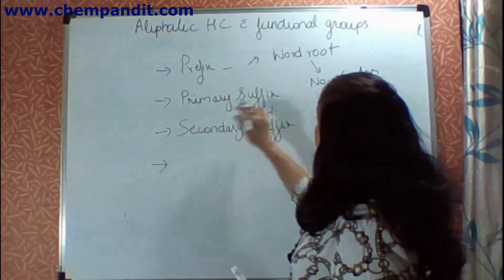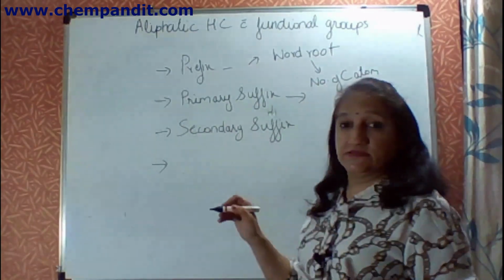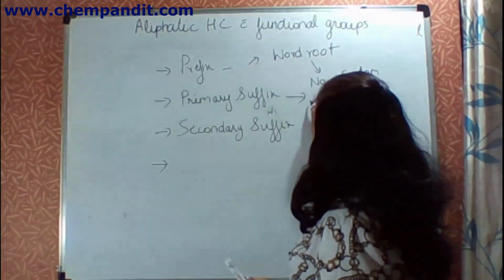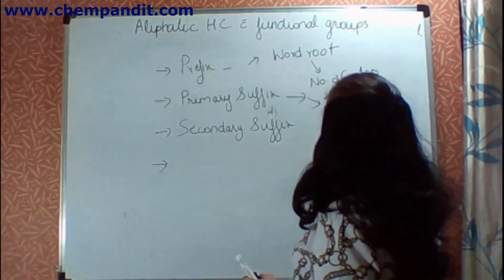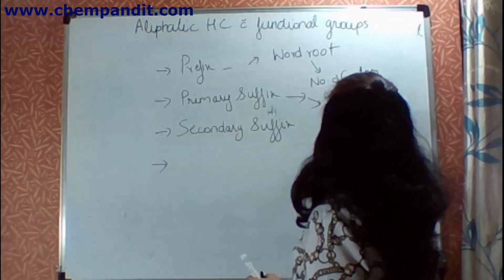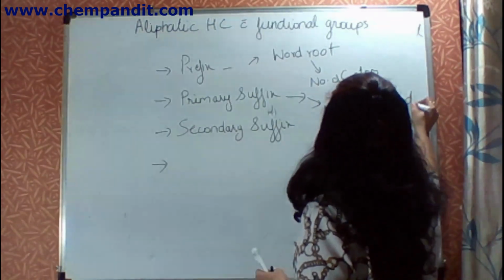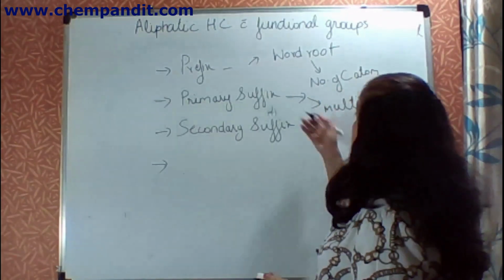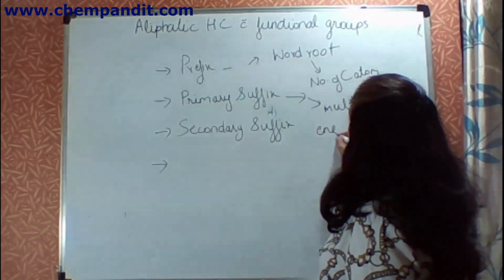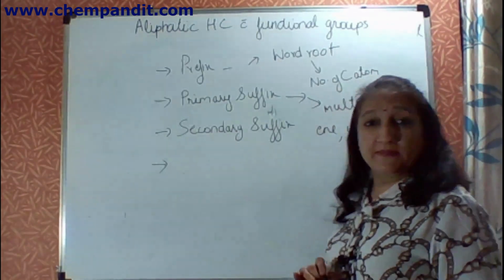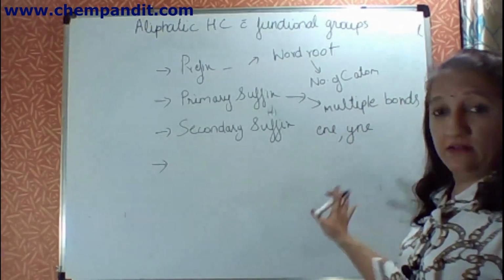Now, then comes the primary suffix. Now, what is a primary suffix? Primary suffix is decided by the multiple bonds present in the longest carbon chain. Whether there are double bonds present, triple bonds present. So, primary suffix will be in or ein. One of the two. Primary suffix will be in or ein.